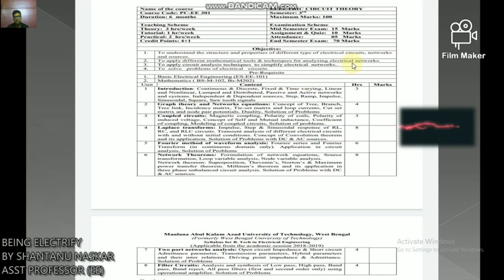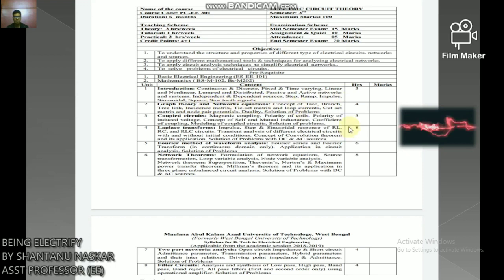So these are the objectives which I have discussed previously. In the introduction class, I discussed continuous and discrete, fixed and time varying, linear and nonlinear, lumped and distributed, passive and active network and system. I also discussed coupled circuits, and the whole coupled circuit topic I covered in my previous lecture. Today we will discuss independent and dependent source, and step, ramp, impulse, sinusoidal, square and sawtooth signals.